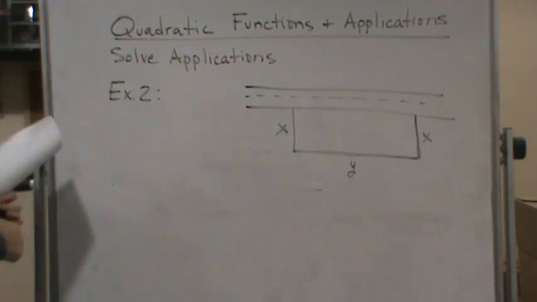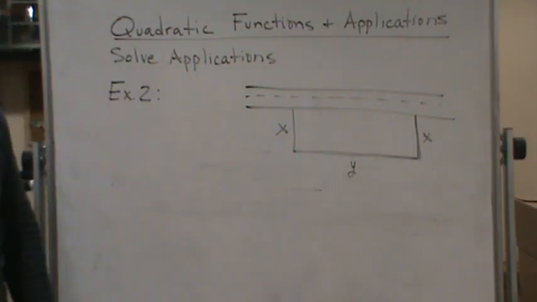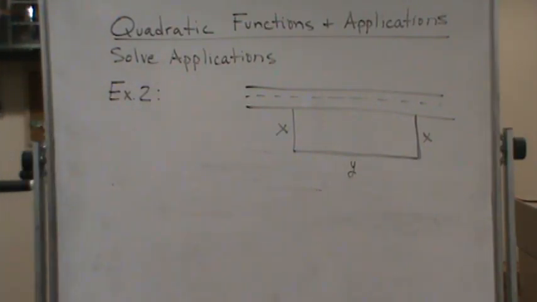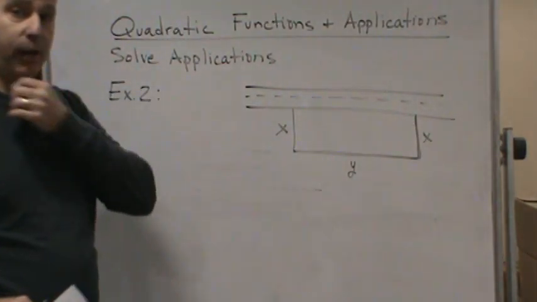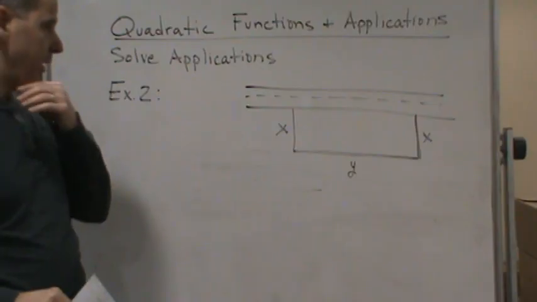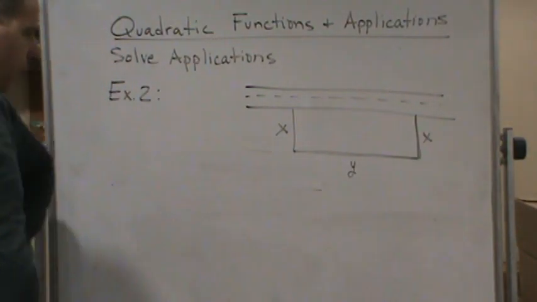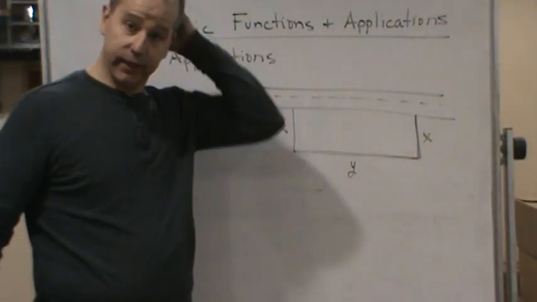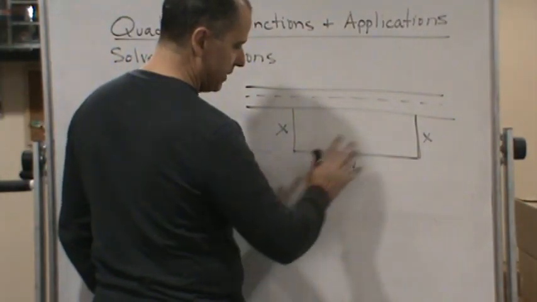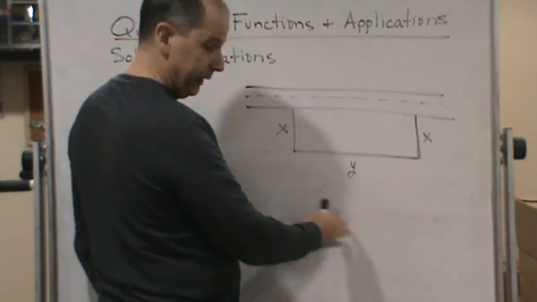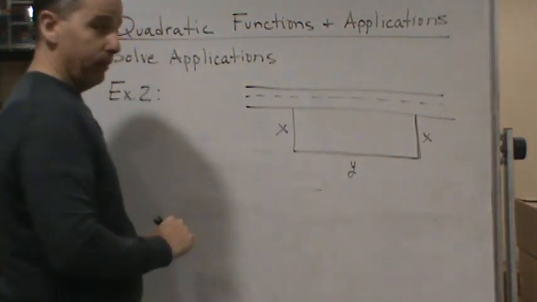Here's another example of where we're going to use quadratic functions to solve an application problem. So in this problem, we've got a project. Let's say I own a construction company, a development company, and we want to build a parking lot. Let's say we're building a shopping center, could be Woodman's or something, and we want a parking lot.